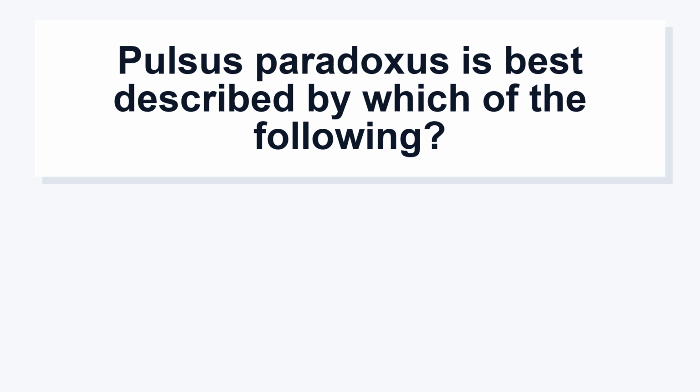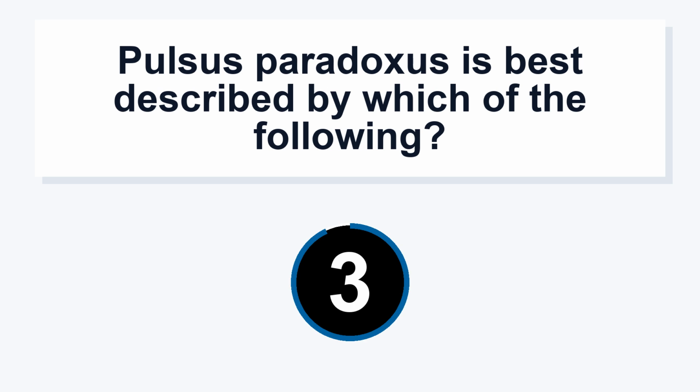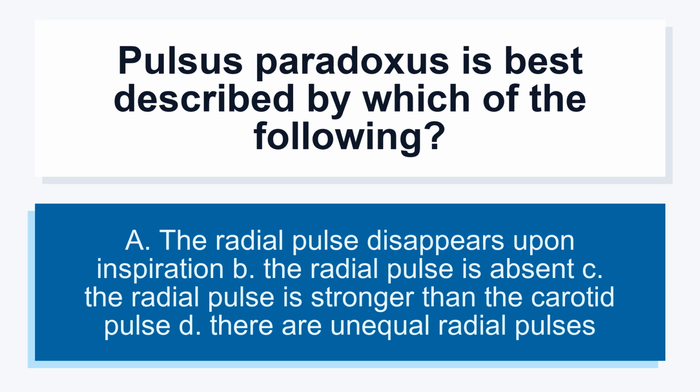Pulsus paradoxus is best described by which of the following? A. The radial pulse disappears upon inspiration. B. The radial pulse is absent. C. The radial pulse is stronger than the carotid pulse. D. There are unequal radial pulses.